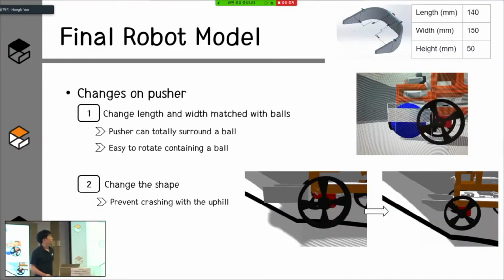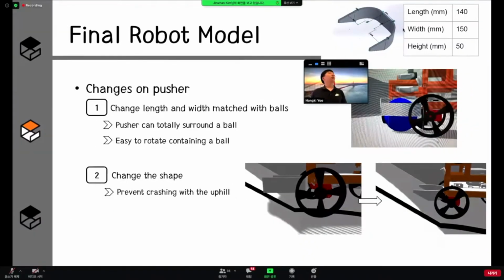And finally, for the pusher, we changed the length. We made it a little bit longer and also a little bit narrower, so the pusher can surround the ball exactly, and it makes the robot rotate easily while containing a ball. And also, to prevent bumping at the uphill, we made a little bit of curvature on the pusher.